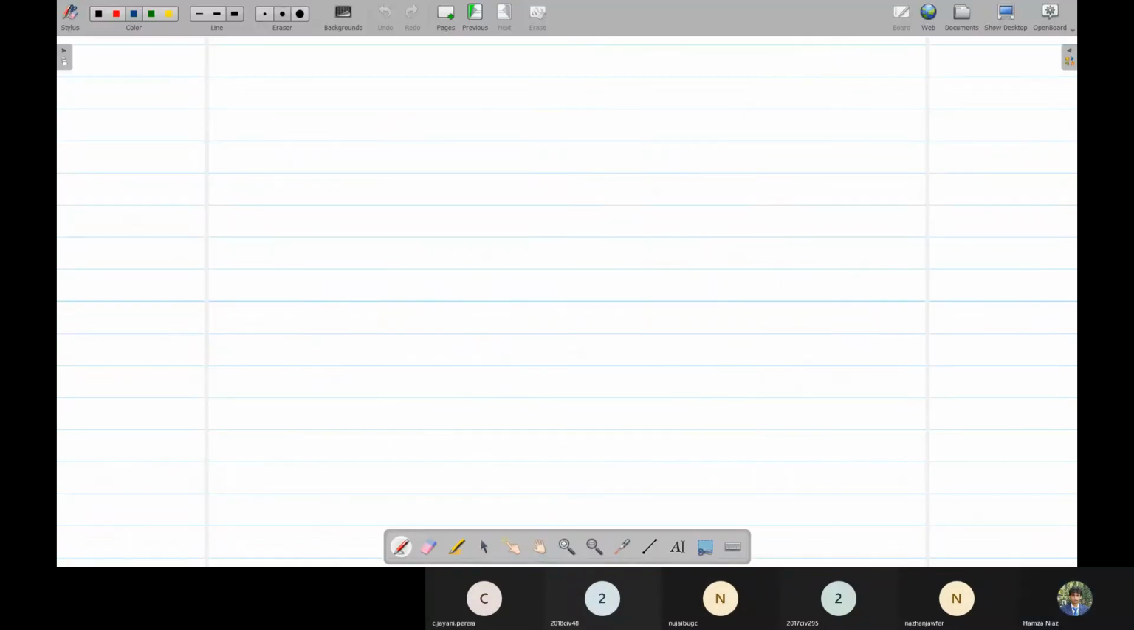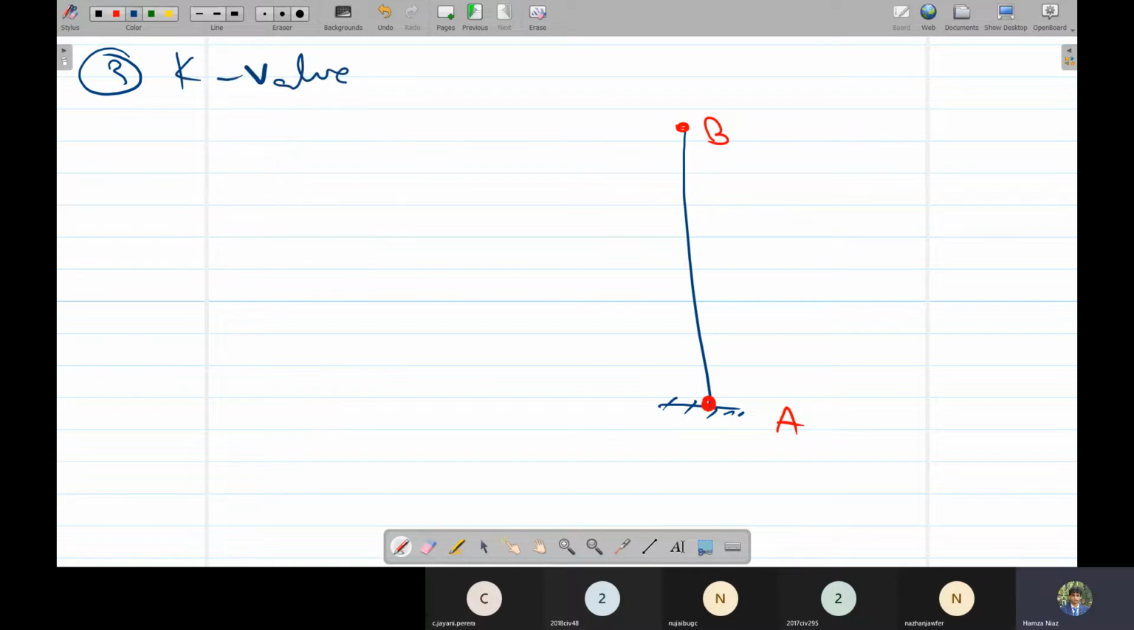Okay, the third one is we have to determine the K values. For example, this is our column. We know this point is A, or this point is B. So we have to determine the K value, or K is the effective length factor.